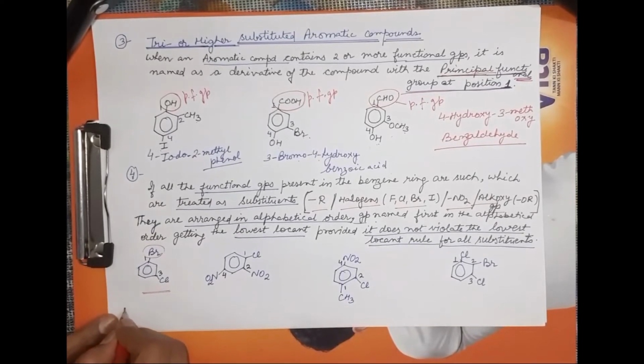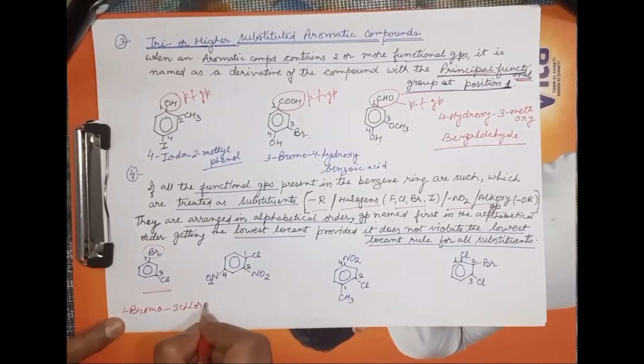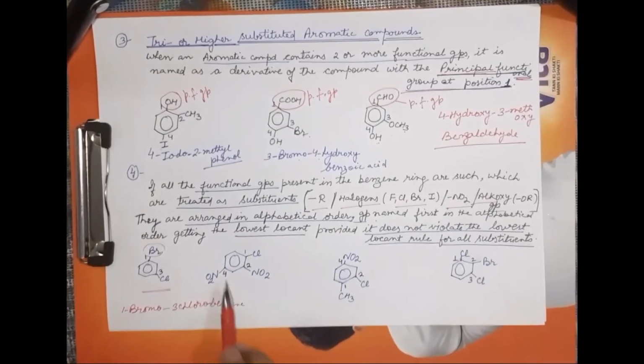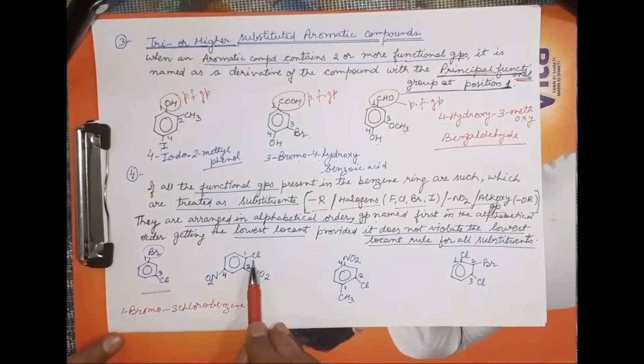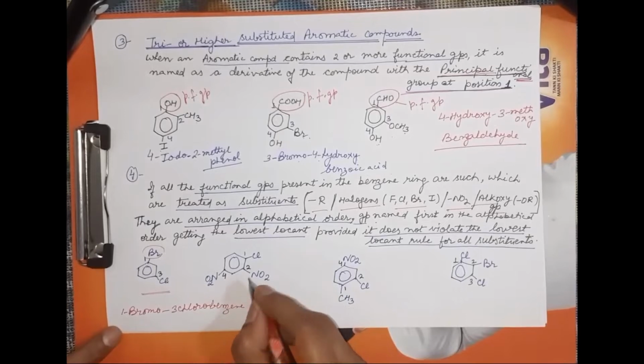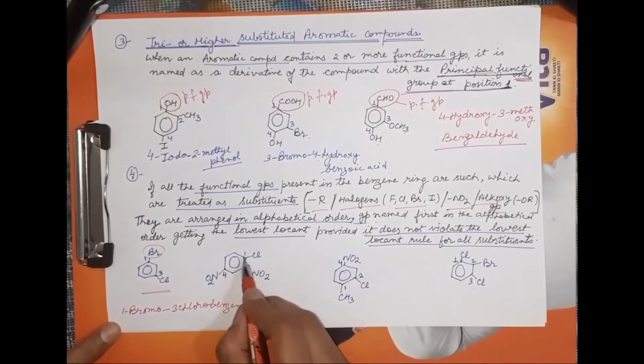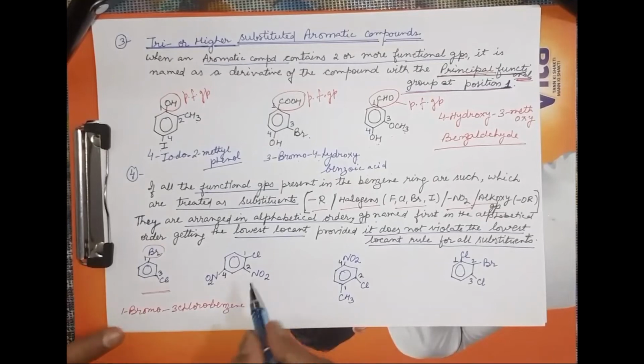So its name will be 1-bromo-3-chlorobenzene. So this will be the name. Okay, so the next example is having chloro and 2 nitro groups. So chloro comes first according to the alphabetical order. So numbering will be like this: 1, 2, 3, 4. So what will be the name for this?